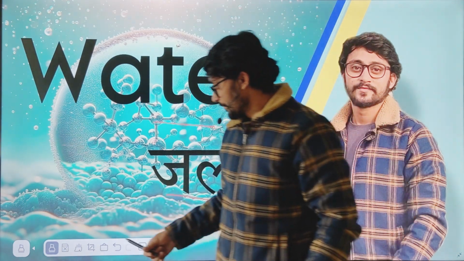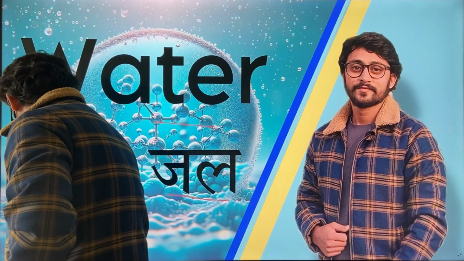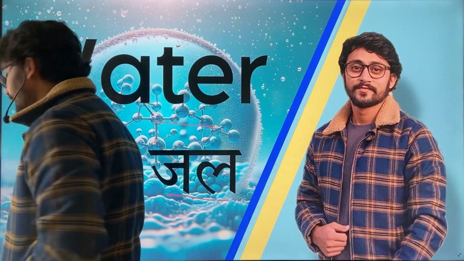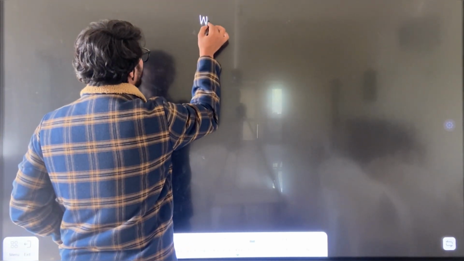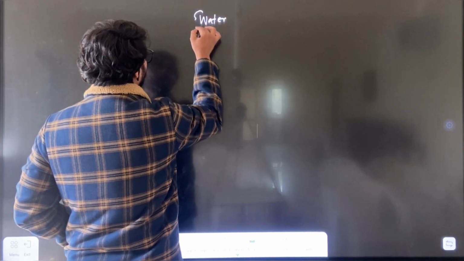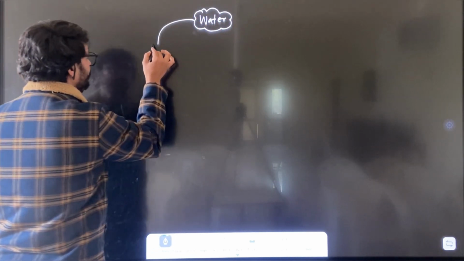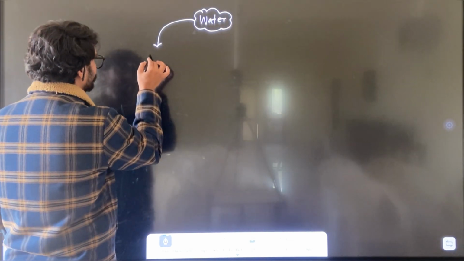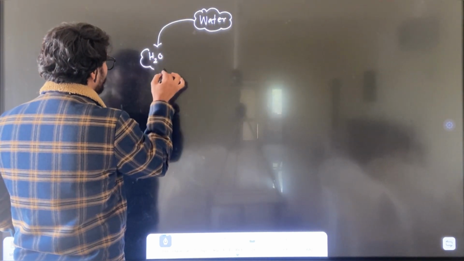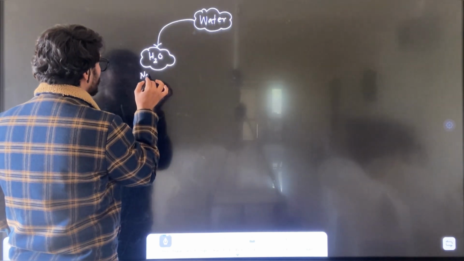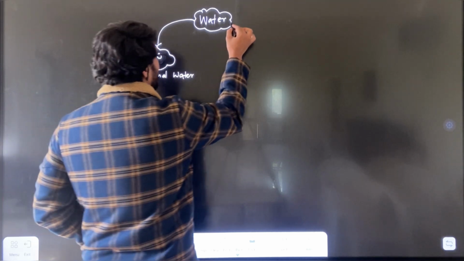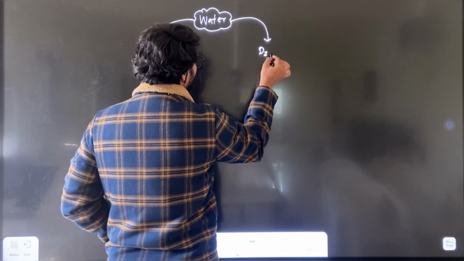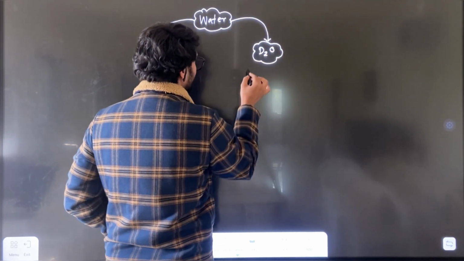So let's start. First we are talking about what water is and how to classify water. Water can be classified into two types on the basis of chemical composition. As we know, H2O is basically water, which is known as normal water. But D2O is known as heavy water.